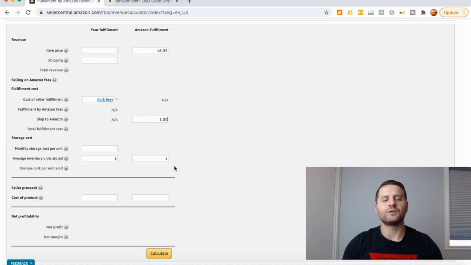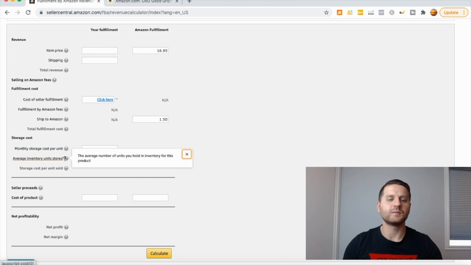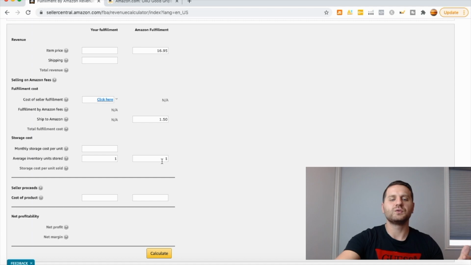Now next to that is the storage cost, which is something that Amazon recently added into the Amazon FBA calculator. This is something I do not pay attention to. If we go over here, it says the average number of units you hold in inventory for this product on a month-to-month basis. So if we put 200 here, let's say we are going to order 200 units.